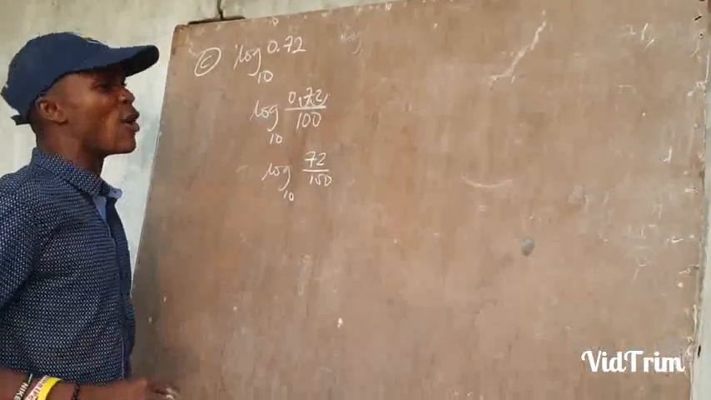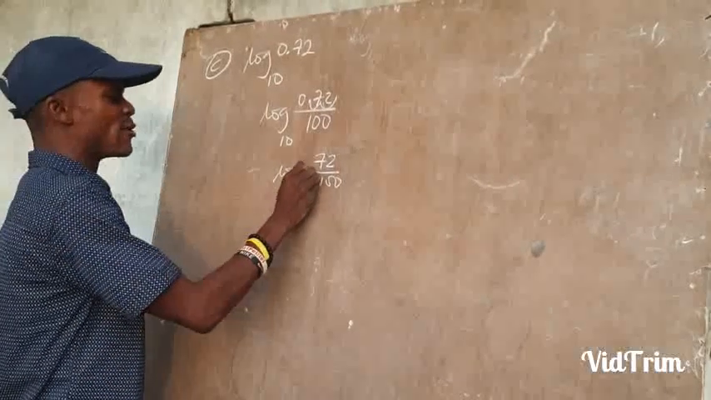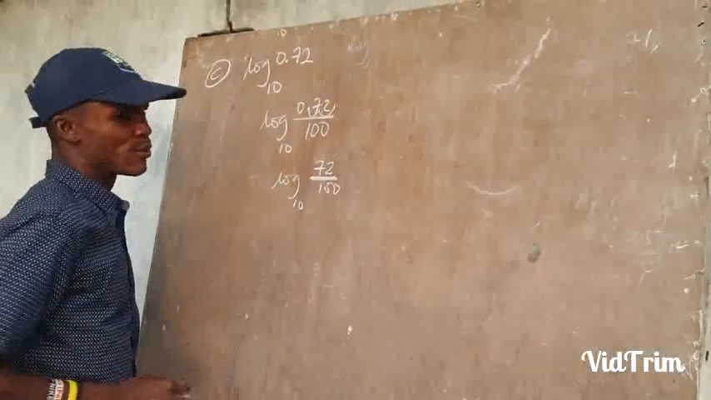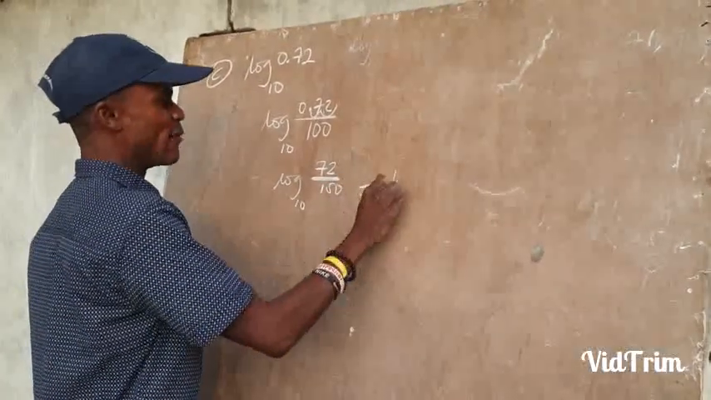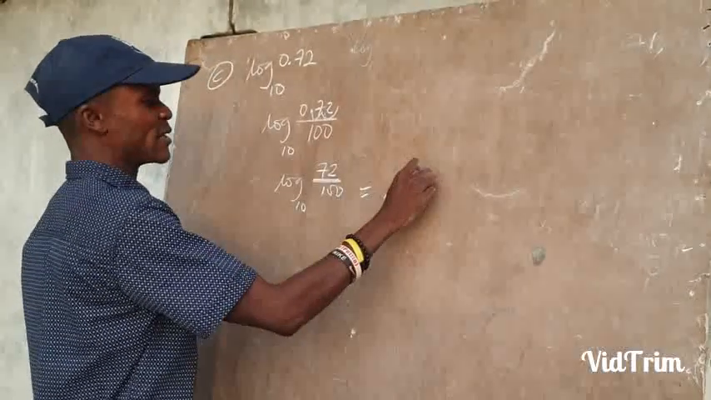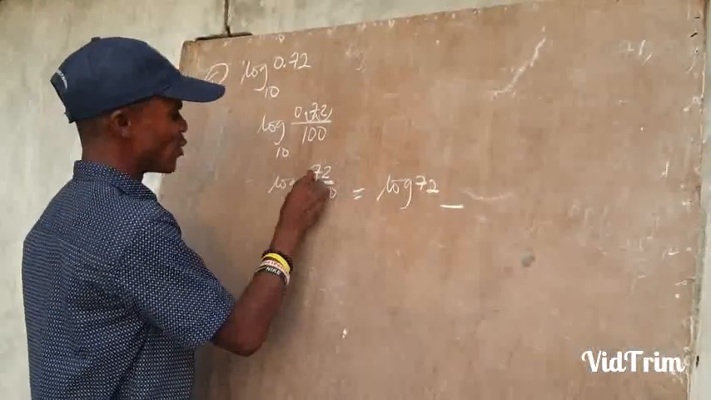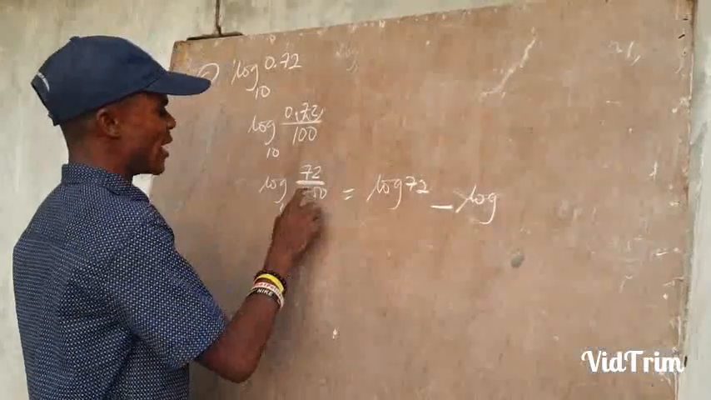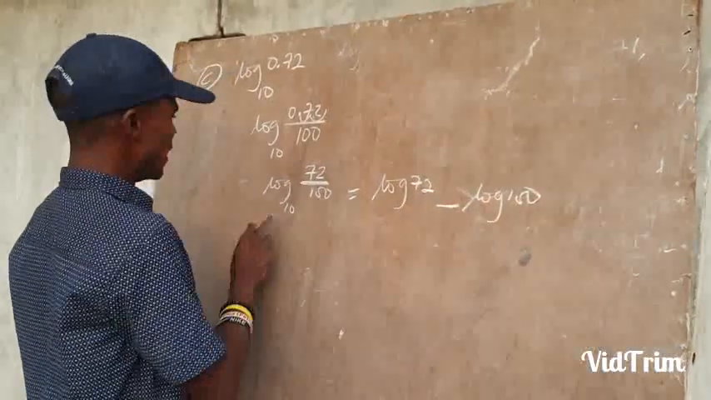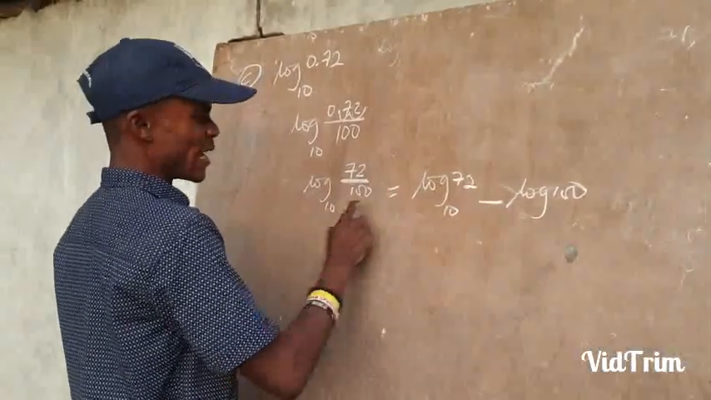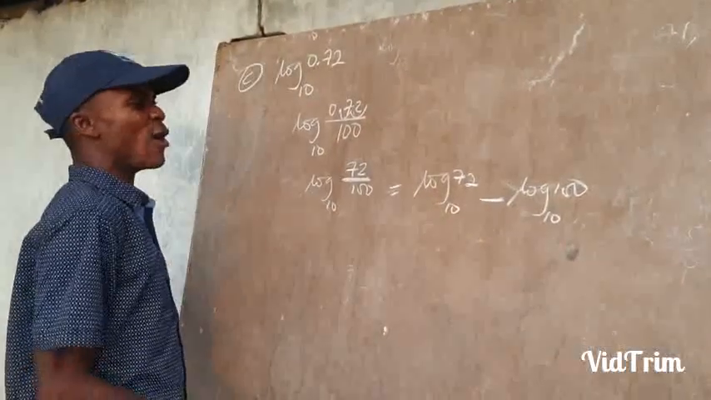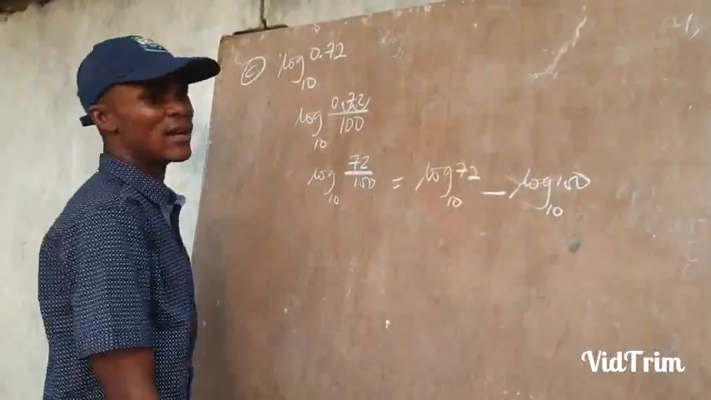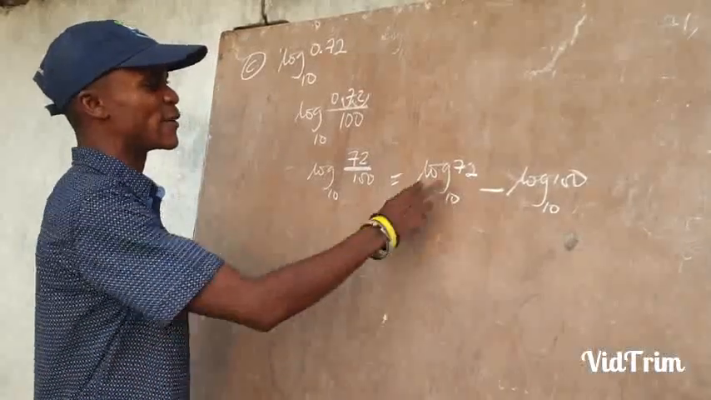Now we break the log down. The rule says anytime you are dividing log, you subtract them. So I have log of the figure at the top, 72, minus, because of the division, log of the figure down here, 100. The base here is 10. The same base is common to the two. Now we have to break these figures down. How are we going to break these figures down?